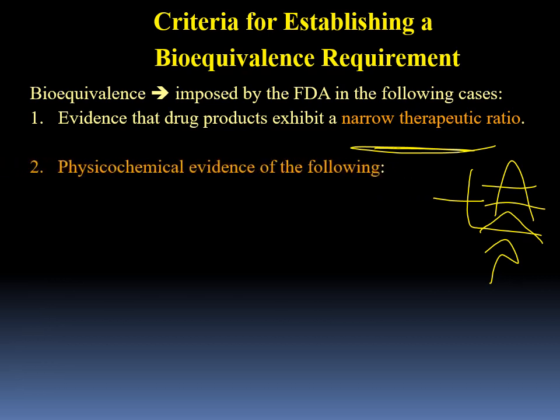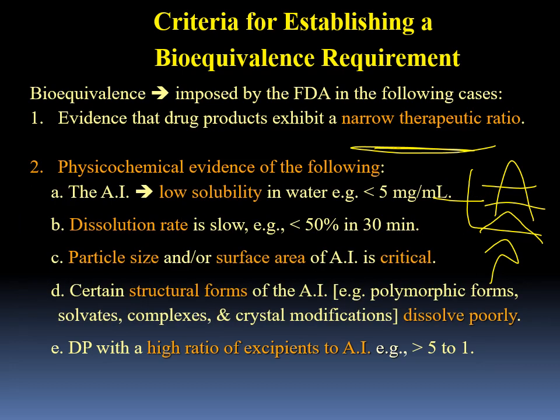The second point is criteria related to the physicochemical characteristics of the drug. If the drug is having any problem related to solubility, related to dissolution, having a polymorphism, maybe every polymorph is having a different solubility, different dissolution. So that is the case here. So first example of the physicochemical criteria is the drug is having low solubility.